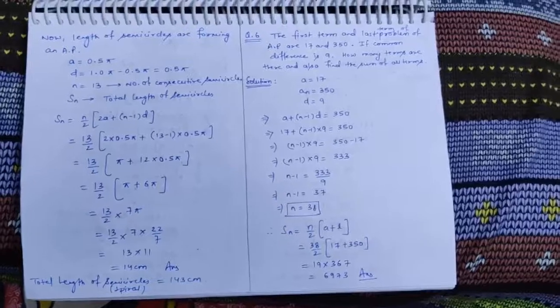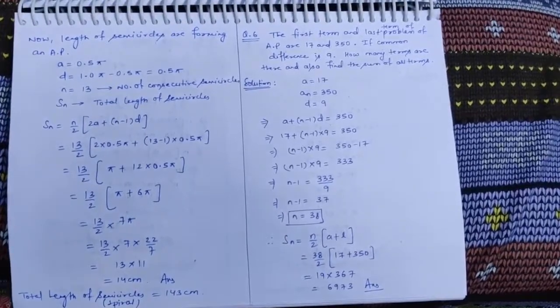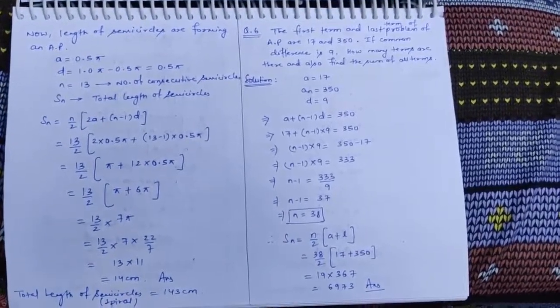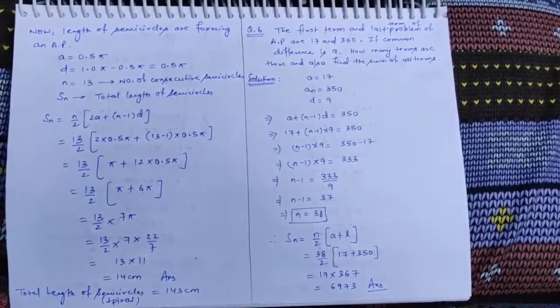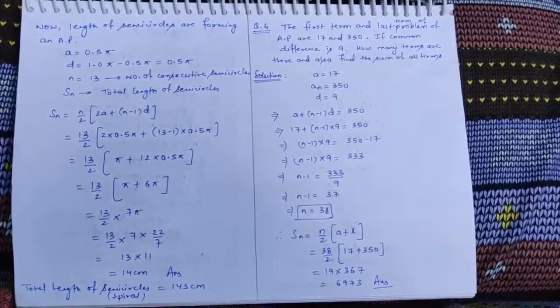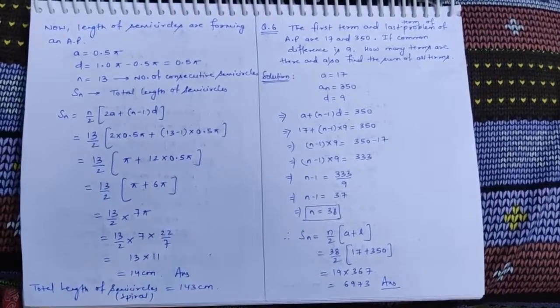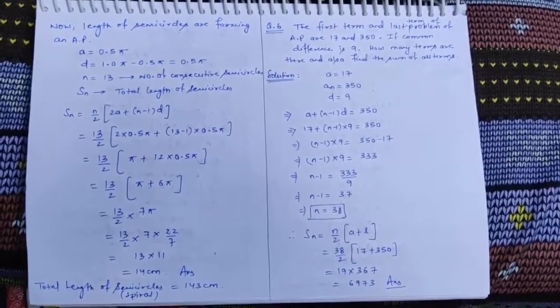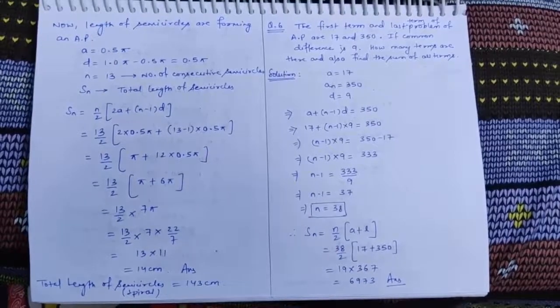We'll see question number 6 of 5.3. The first term and the last term of an AP are 17 and 350. If the common difference is 9, we have to calculate how many terms there are and also the sum of all terms. a is 17, the nth term is 350, which is also the last term.